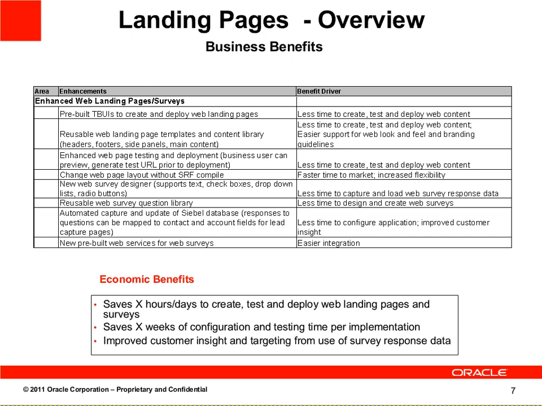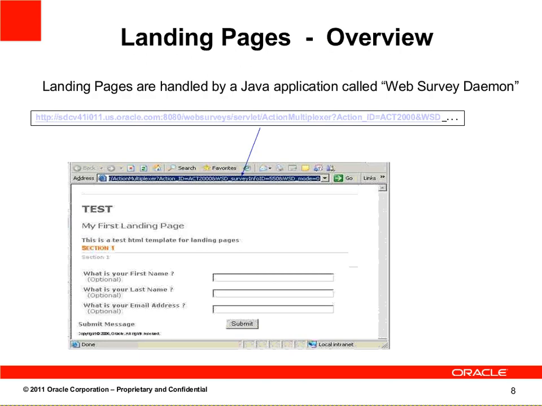There are some web services. All of these, and we will see this later, the technology that is behind this is SOAP. That means that the Siebel server and the Java application that handles landing pages communicate using SOAP messages.